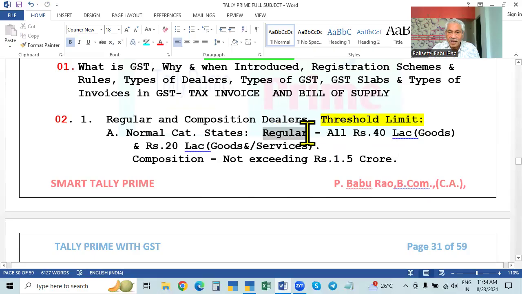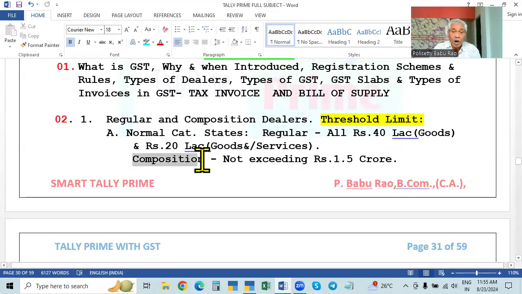For the regular scheme, there is no maximum limit. When persons are getting registration, if they cross 40 lakhs, and they opt for the regular scheme, they can register as a regular dealer. So there will be no maximum. You can do business of any crores and crores of rupees. Minimum is 40 or 20 lakhs, but there is no maximum limit for the regular scheme.